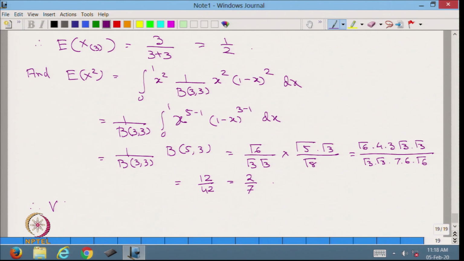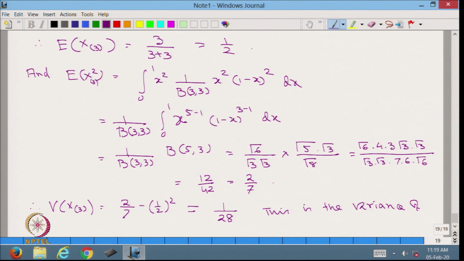Therefore, the variance of X3 is equal to 2 upon 7 minus half squared, which is equal to 1 upon 28. So, this is the variance of the third order statistic.